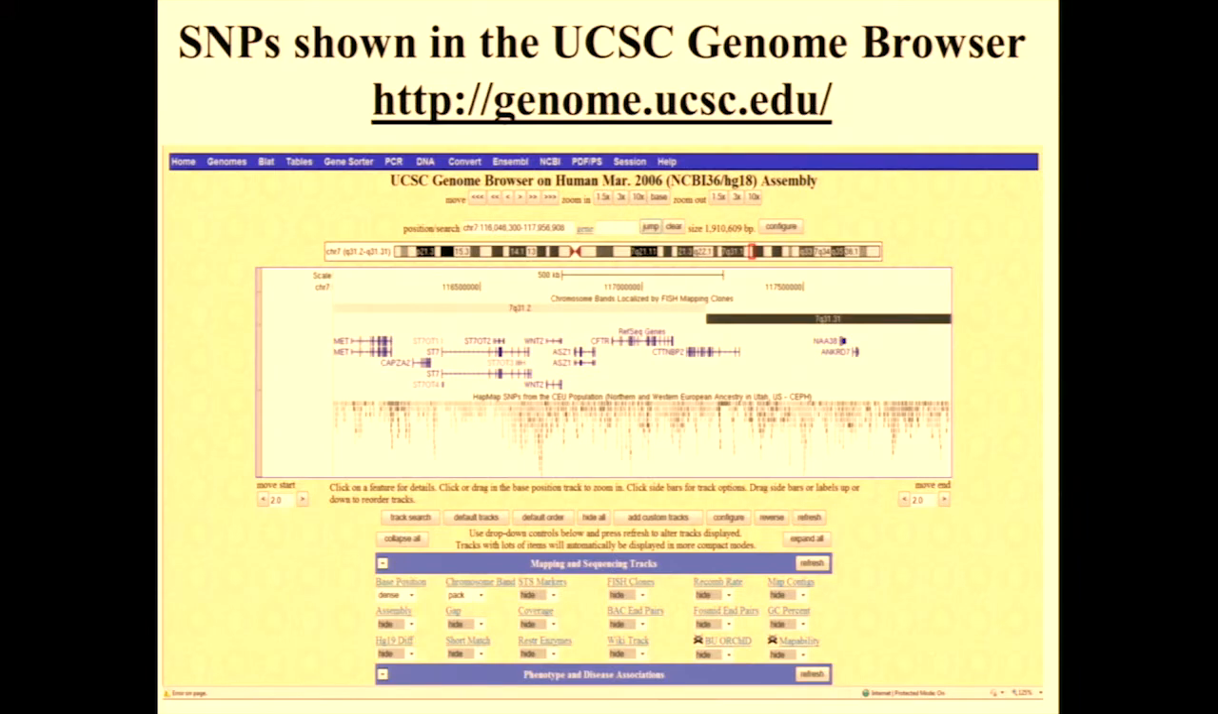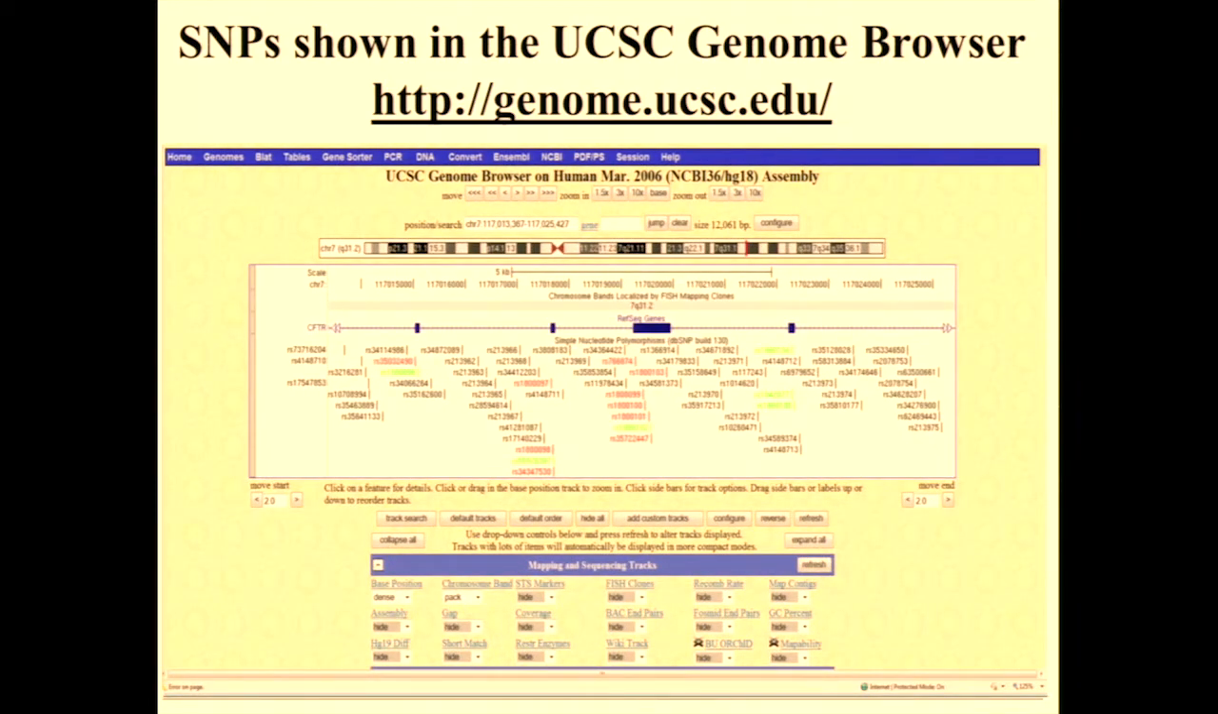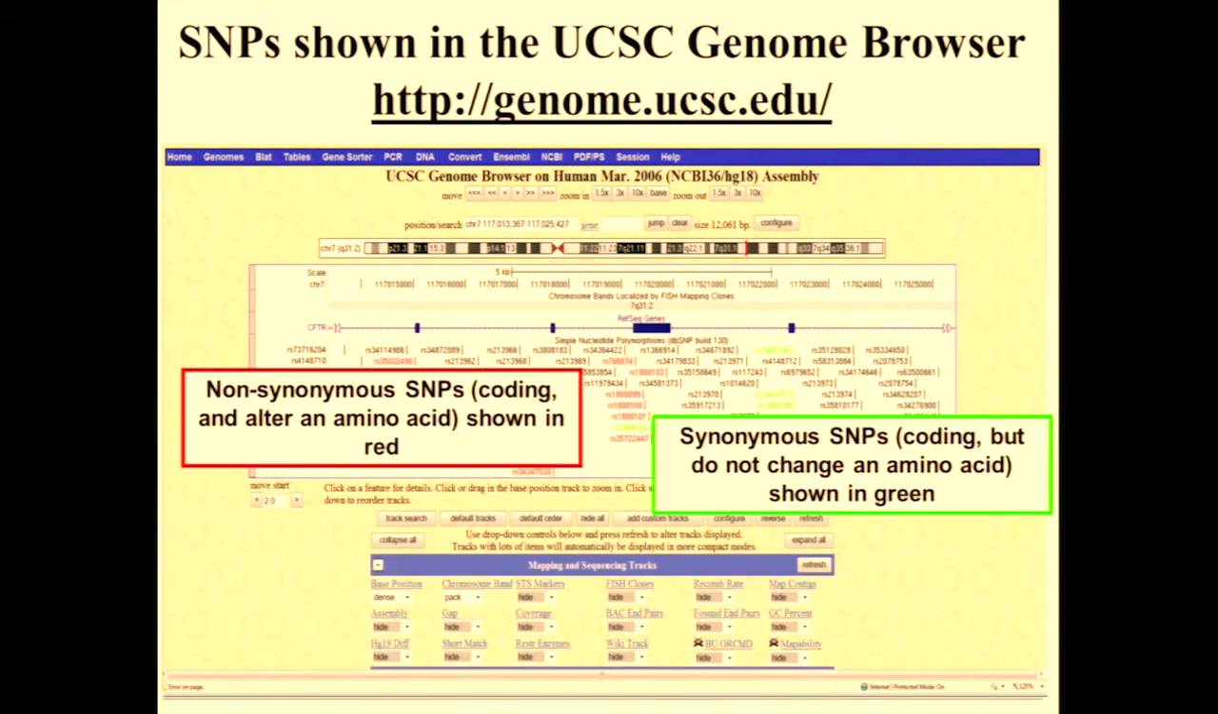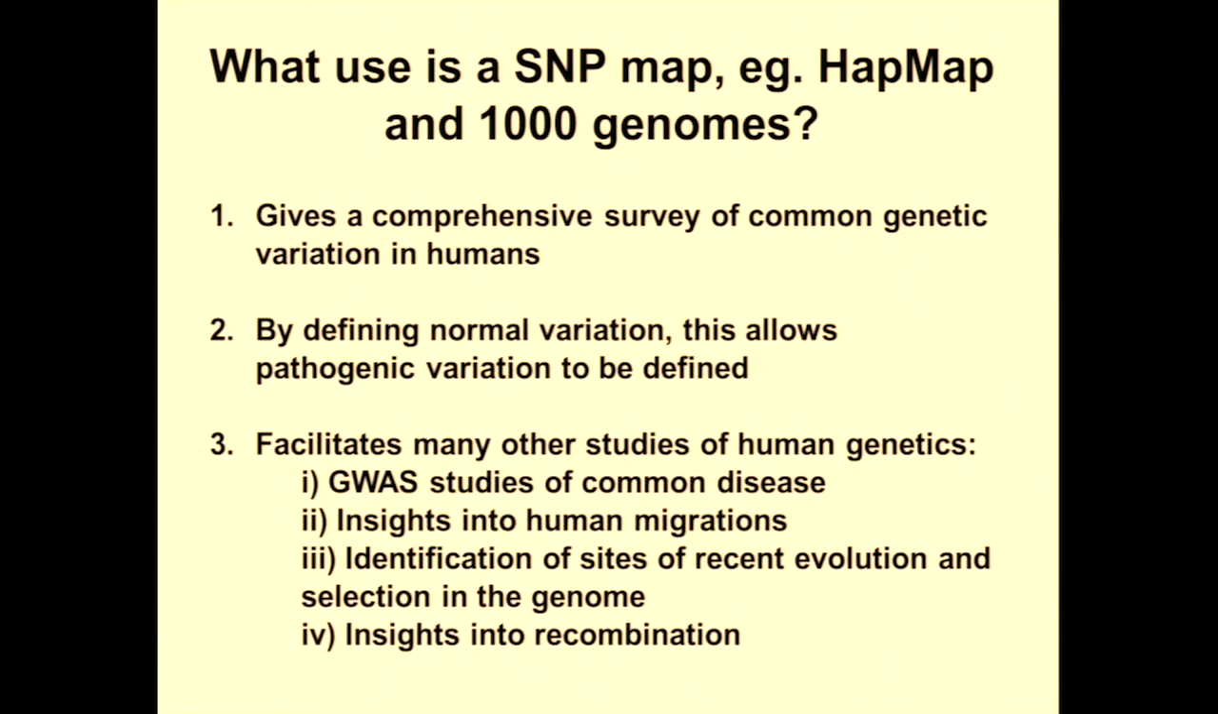We now have good maps of common genetic variation in the human genome. Again, all of this data is available in, for example, the UCSC genome browser. So here we've now switched on a track from the HapMap project showing all these SNPs found in that survey of genetic variation in the human genome. You can view that if you zoom in and you start to get annotation here in the genome browser. So these are now colored. Green ones are variants that occur in protein-coded regions but don't change amino acids, so synonymous. Red ones are variants that do change amino acids, so non-synonymous variants.